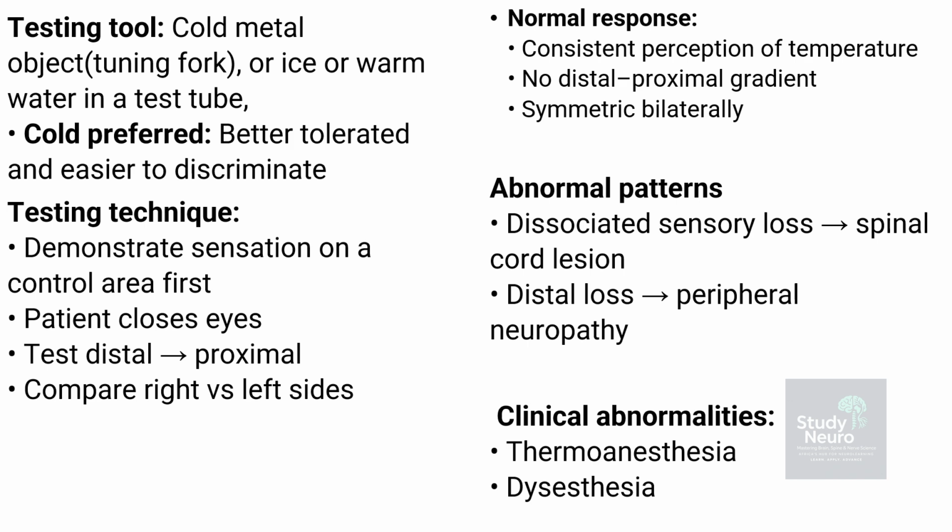Abnormal patterns help with localization. Dissociated sensory loss, where pain and temperature are affected differently from other modalities, suggests a spinal cord lesion.